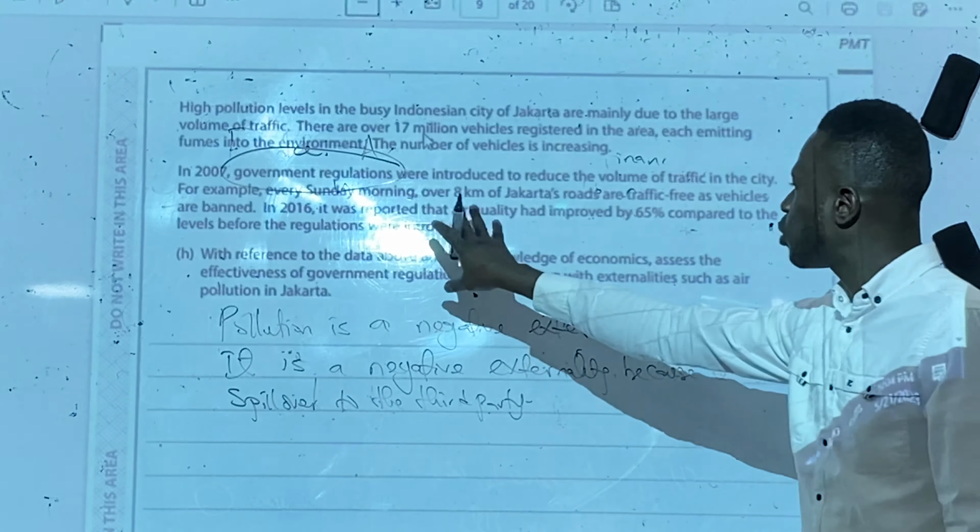We want to talk about government regulations, right? Okay, let's talk about the problems that government regulations could cause. Look at the point here, they said over 17 million cars. With regulation, there will be scarcity of cars, especially on Sundays, which means people who need to move around might not be able to move at that point in time. But these are the benefits of having government regulations. The benefit is that it reduces pollution. Is it clear? Yeah.